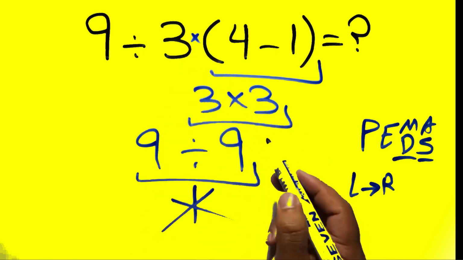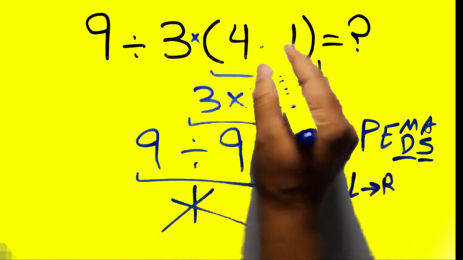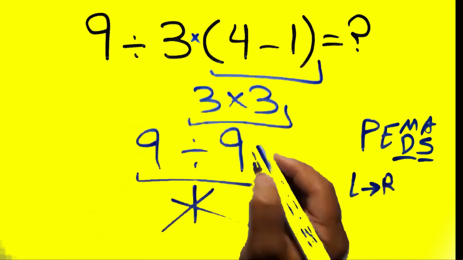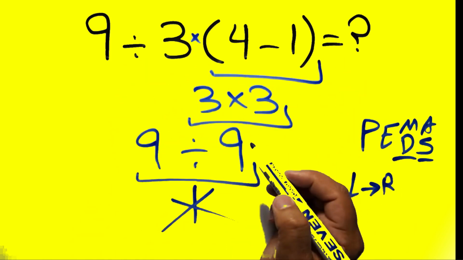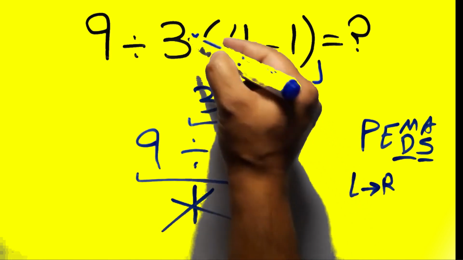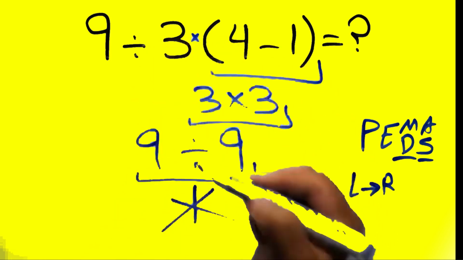Okay? So first we have to do this parenthesis, then this division, and finally this multiplication. If we do this multiplication before this division, it is wrong.